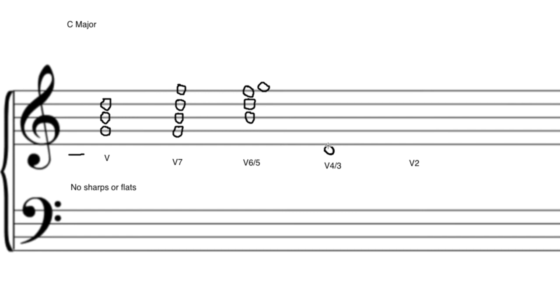To get the second inversion, we're moving the B to the top. So we're going to be writing the notes as D, F, G, and B. The last inversion is again moving the bottom note to the top, so we're going to have F, G, B, and D.